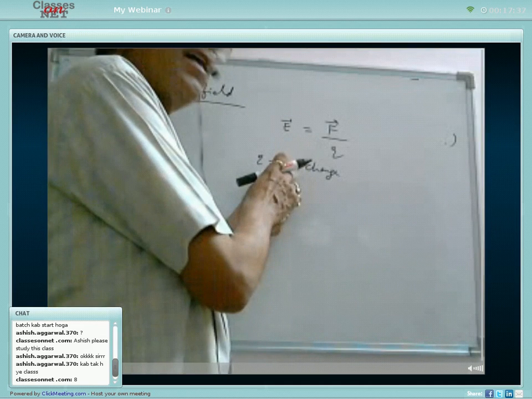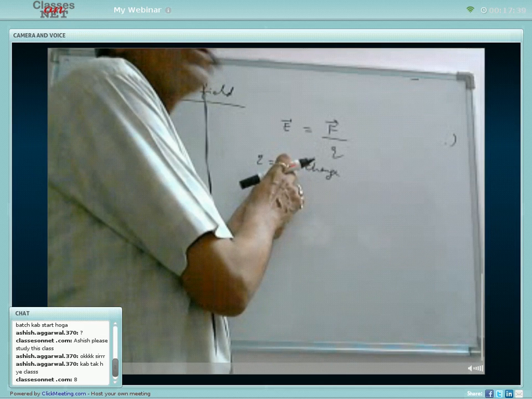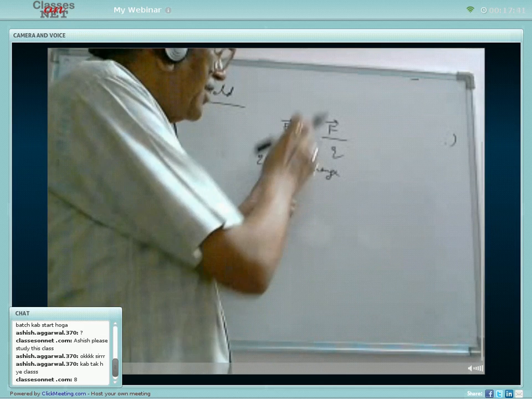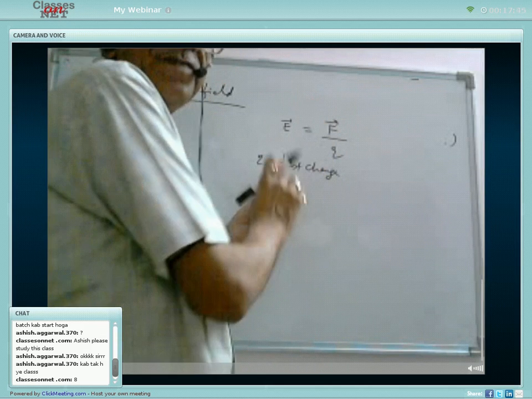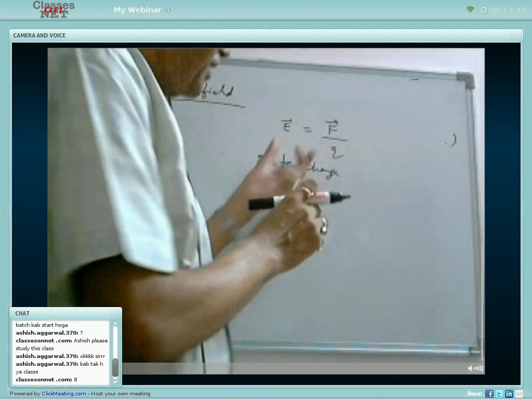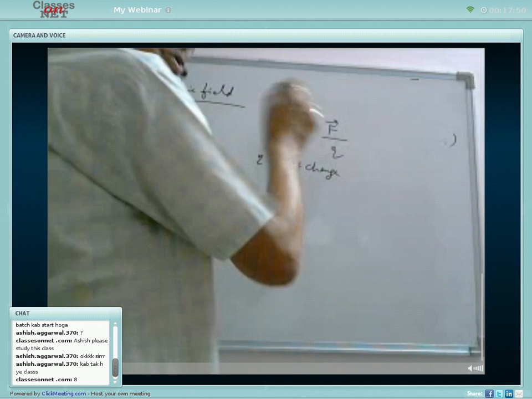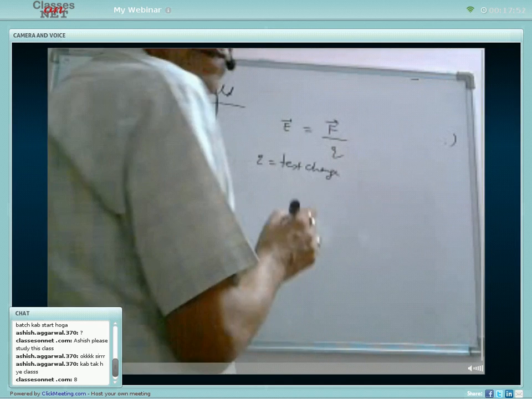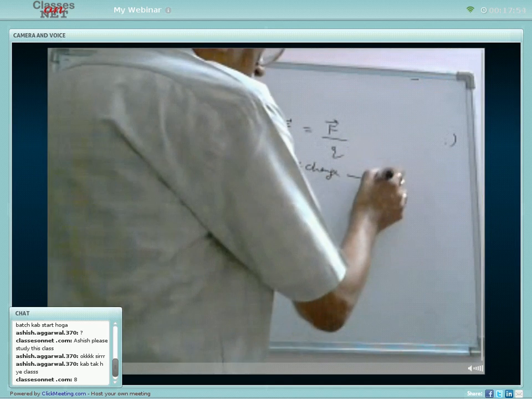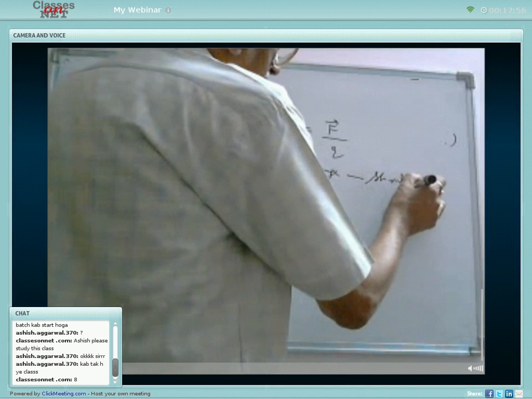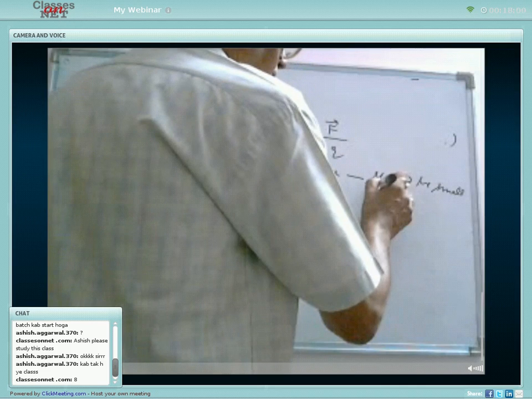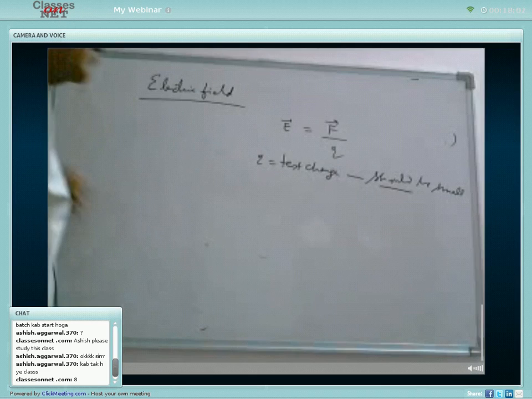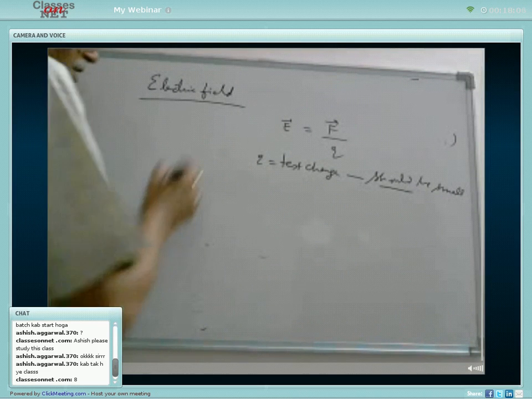So this test charge should have a very small value, because if it is large, then it will influence the force or electric field due to the source charge. We are interested to find out what is the electric field due to source charge. So this Q should be as small as possible. So E is equal to F upon Q.